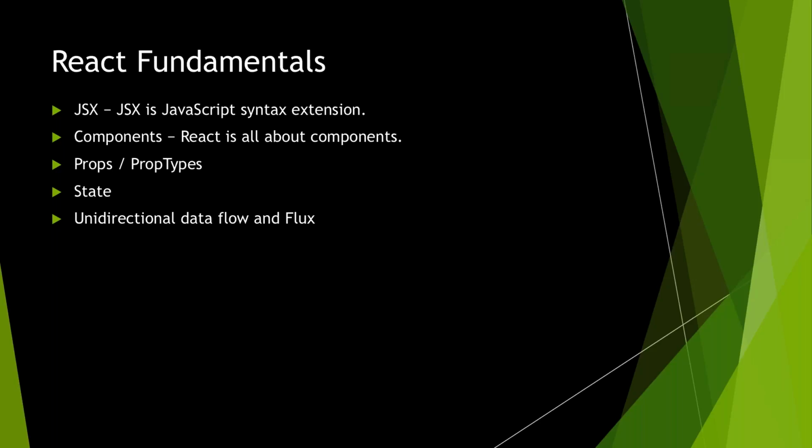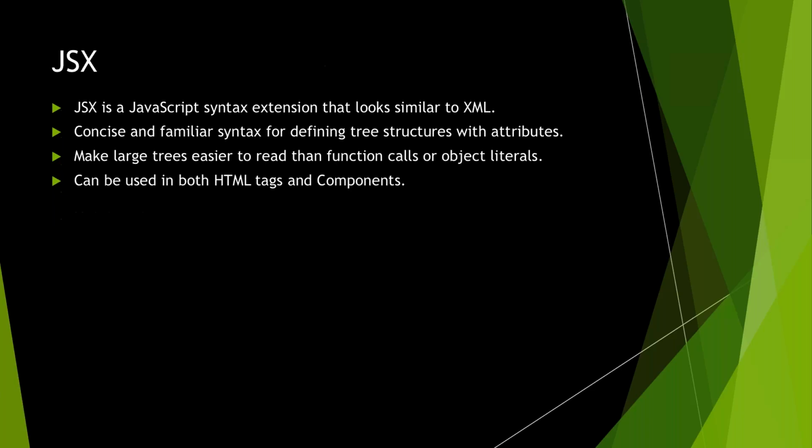The second thing that you see here is called state. Now, what is a state? Let's go one by one. First we'll see what is JSX. JSX is a JavaScript syntax extension that looks similar to XML. It is a concise and familiar syntax for defining tree structures with attributes.